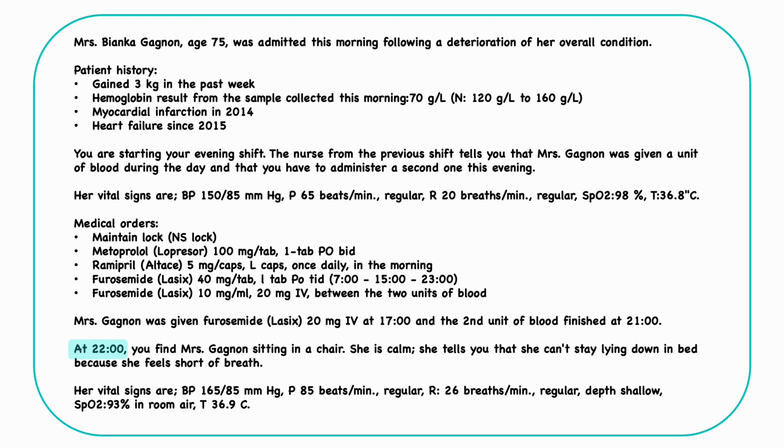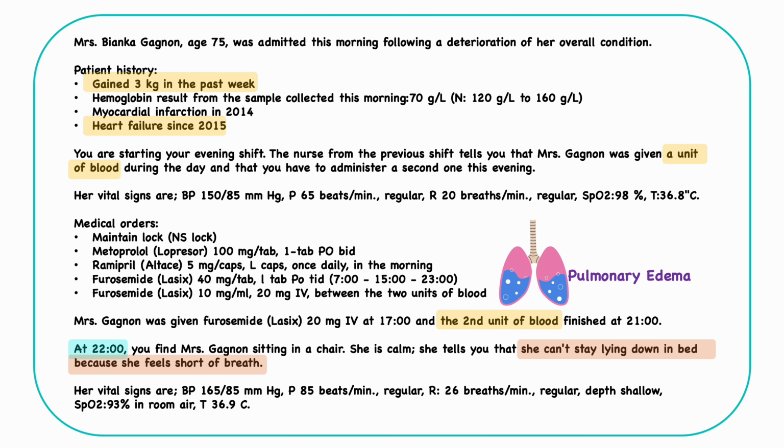Scenario number 2. At 2200 hours, a patient is experiencing severe shortness of breath, orthopnea, and cannot lie down in bed. Background information: history of heart failure. Weight gain of 3 kilograms in the past week. Received 2 units of blood, 1 in the morning, 1 in the afternoon. Given these factors, we suspect fluid retention or overload, leading to pulmonary edema.